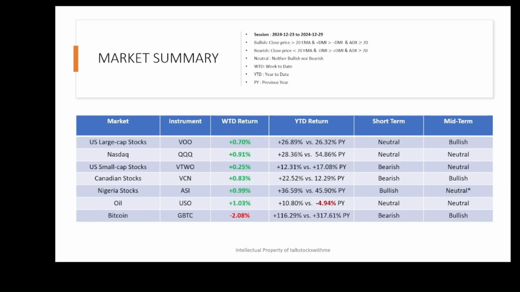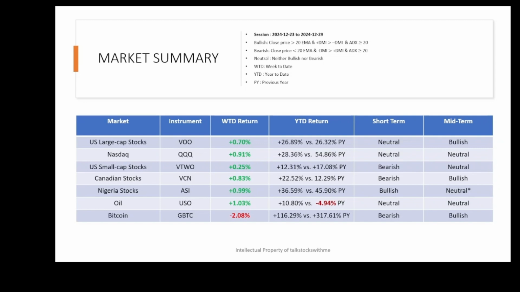US small cap stocks, measured by the performance of VTWO, experienced a weekly gain of 0.25%. Year to date, VTWO has delivered a performance of 12.31%, underperforming last year's overall gain of 17.08%. In the short term, the daily time frame is bearish, and the midterm outlook on the weekly chart is neutral.